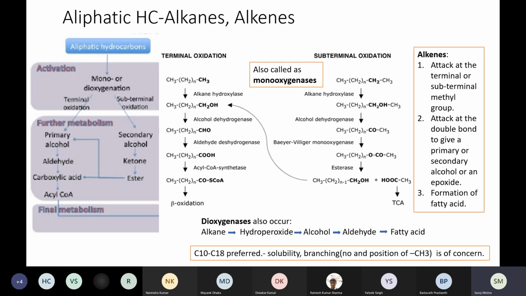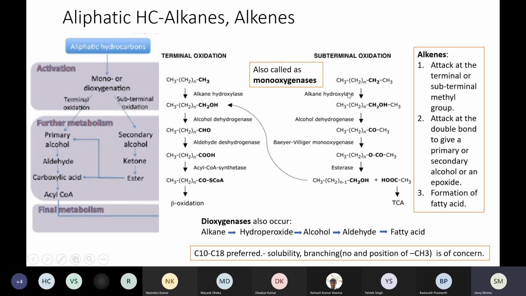So is this clear to everybody? Can you see how different enzymes can bring about oxidation of this hydrocarbon, which is an aliphatic hydrocarbon? Okay, the second pathway is the subterminal oxidation. That means it is not the terminal methyl group, but the subterminal methyl group to which oxygen is going to be added. Otherwise, the chemistry is exactly the same.